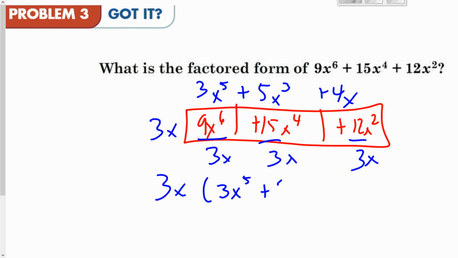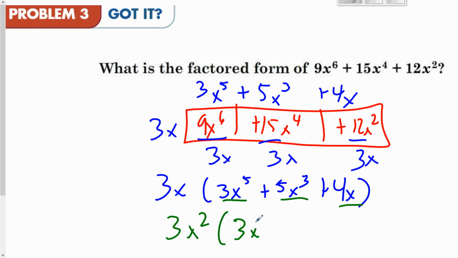And then I always want to check, just in case, because I want to take out the greatest common factor, right? So if I look at all these, I can still take out another x. So if I took out another x, it would be x squared on the outside, and then 3x to the 4th plus 5x squared plus 4.